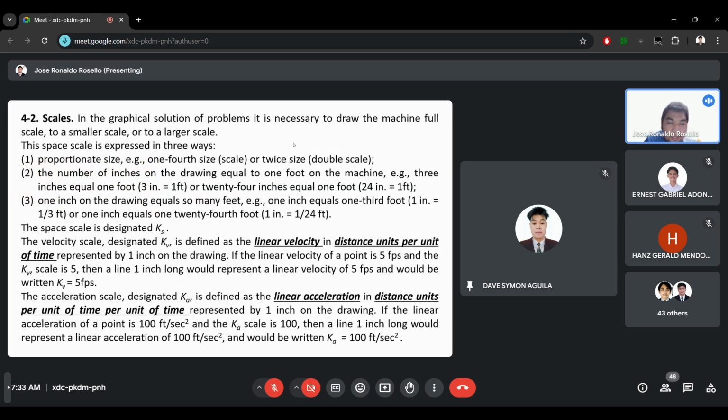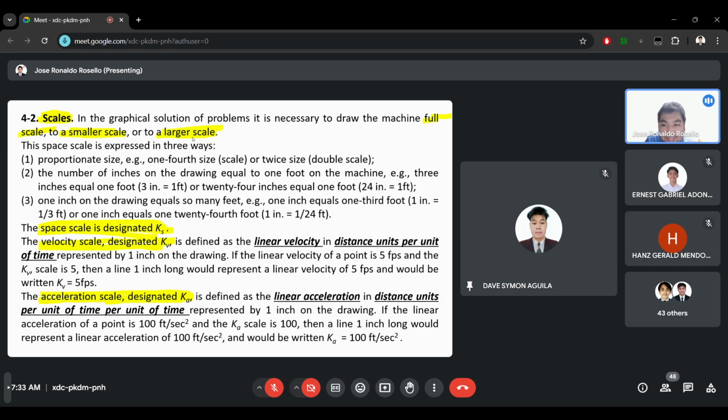Scales. Again, we have three scales to use here in our machine elements. First is the space scale, which is designated by K sub S. We have the velocity scale, which is K sub V, and the acceleration scale, K sub A. The space scale is used in determining the size or the dimensions of the mechanism itself when drawing it on paper. So there's a representation. It can be full scale, smaller scale, or larger scale.